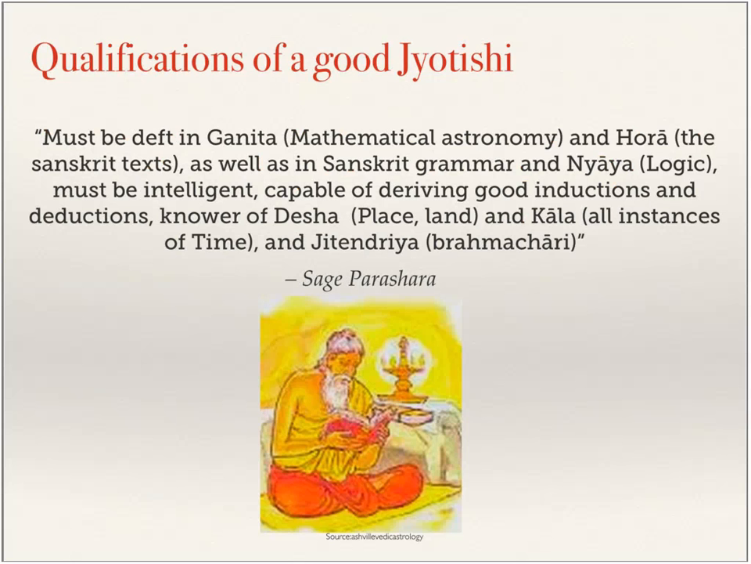He must be a knower of desha, place and land, and kala, all instances of time, and jitendriya, must be a practicing brahmachari. As you can see, a Jyotishi cannot just know their local place and land and their local time. They need to be able to infer and deduce the land, time, and place of anybody that's coming to them. Some of that requires a subtle sense of seeing, the darshana, that is beyond normal sight sometimes.